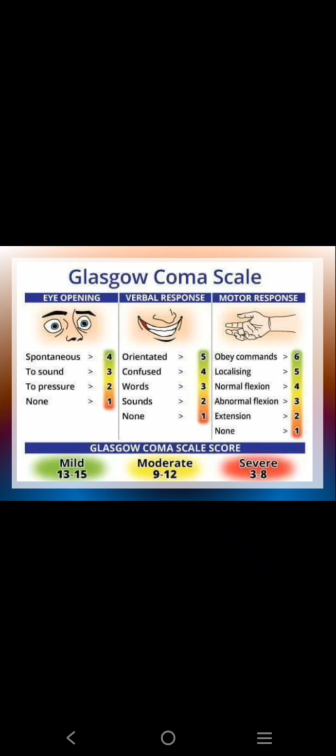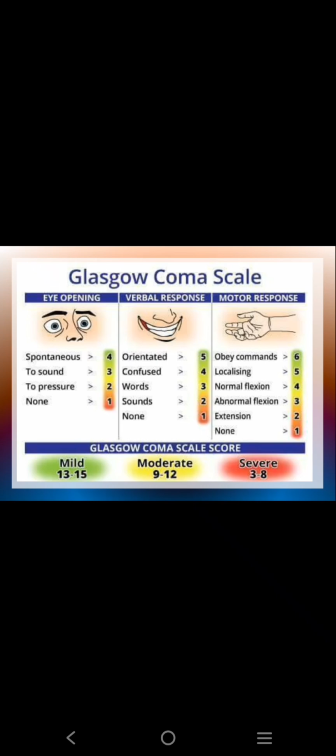In the first, the eye response, there are four grades. That is spontaneous, 4; to sound, 3; to pressure, 2; and there is no response at all, 1. That is, we are looking at whether his nervous system is functioning properly. For that, we are looking into the eye response. The first one is spontaneous. That person is opening his eyes on his own without any stimuli.